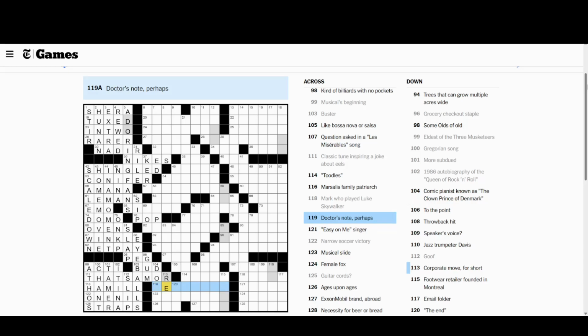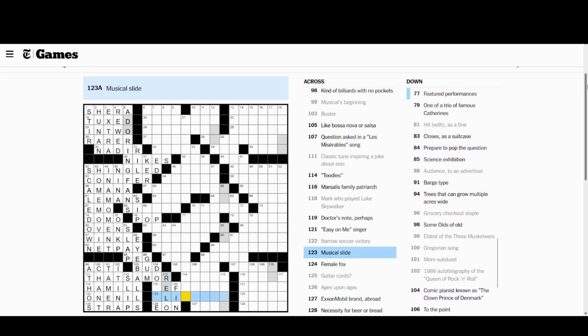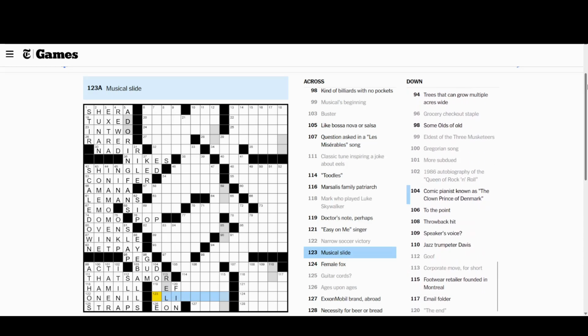Doctor's note, perhaps. And I think for this, we're just writing it as a normal word. The end could be fin. Ages upon ages could be eon. And corporate move is a relo, whatever that is. Musical slide could be glissando. I think that's how you do it.